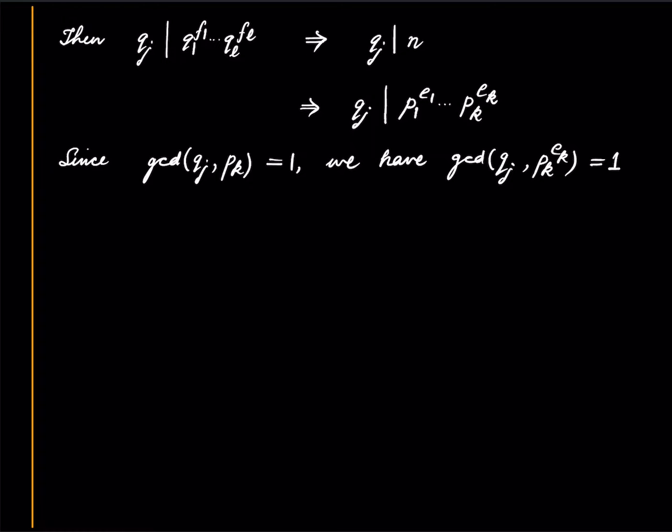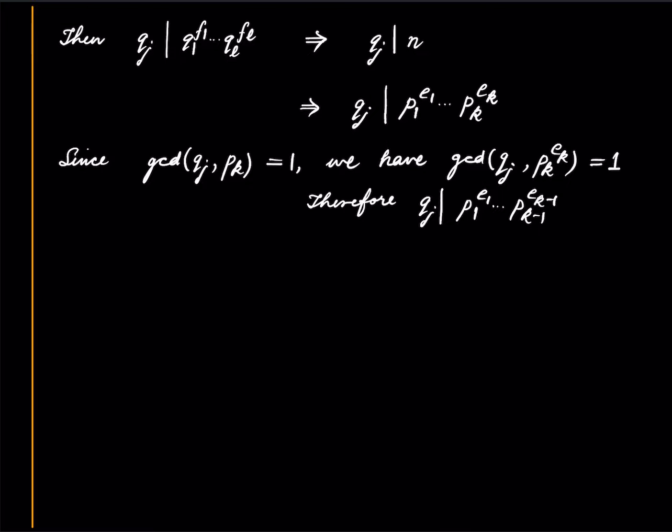And now these kinds of things we have seen in the previous lecture, that qj divides the product of two things, and the GCD of qj with this guy is 1, so it should divide the remaining thing. So therefore qj must divide p1 to the e1 dot dot dot pk minus 1 to the power ek minus 1. We saw this in the previous lectures. I also gave this kind of thing as a problem, so I hope you are convinced.